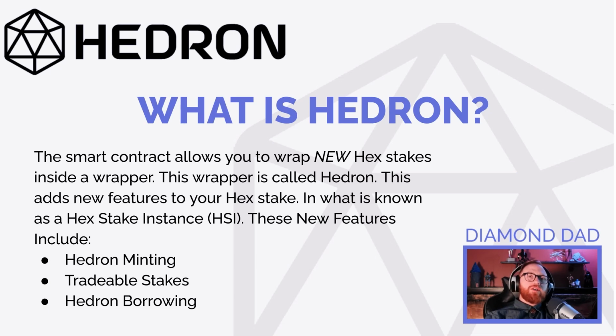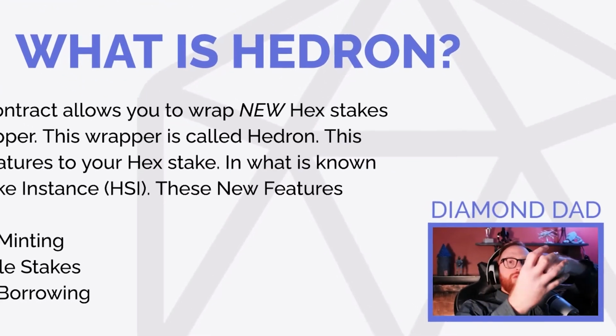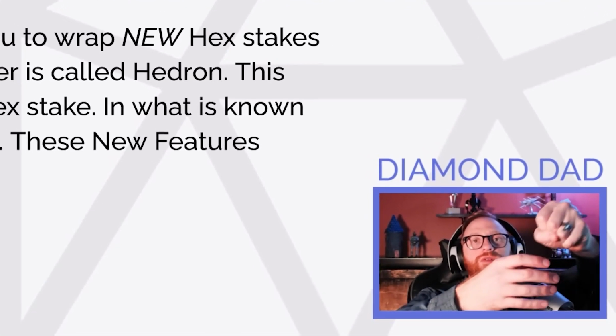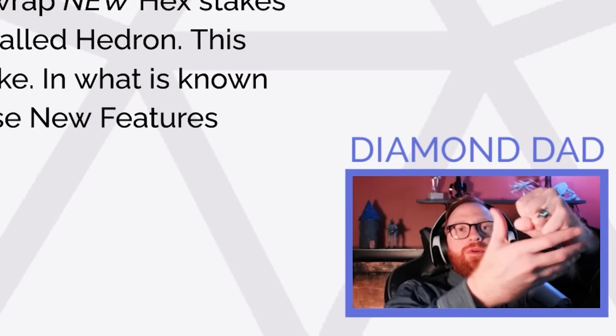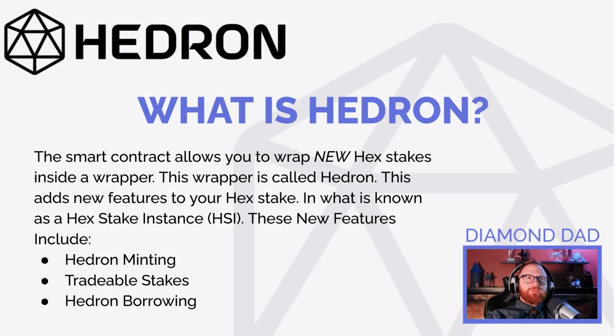Hedron is a smart contract that allows you to wrap new hex stakes inside of a wrapper. You take your hex and you push it through the contract of Hedron to create a stake. And when you do, that stake has a wrapper on it, and that comes with some new features. That's just imagery is what I'm using there. This wrapper is called Hedron. This adds new features to your hex stake in what is known as a stake instance, or HSI.